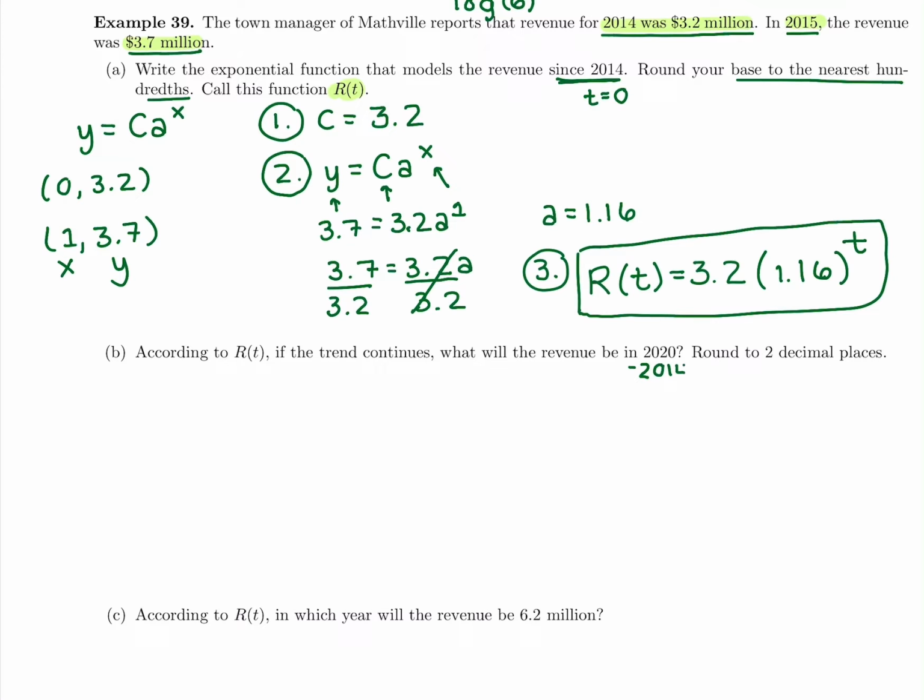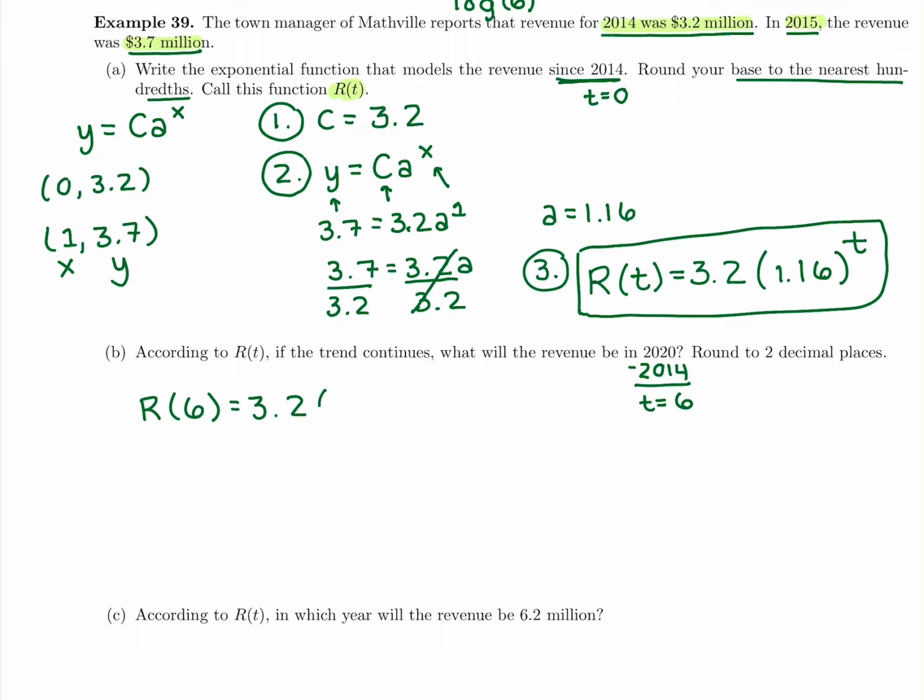Well, how many years after 2014 is 2020? We're looking at 6 years later. So we know 1 year later, the revenue grew to be $3.7 million. Well, what's happening 6 years later? We're going to figure that out by plugging in r of 6.